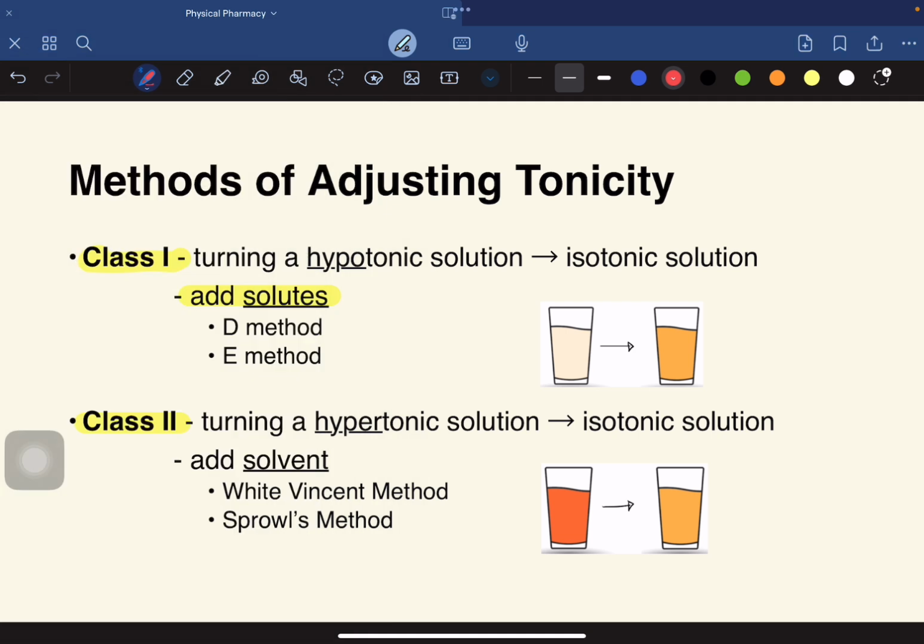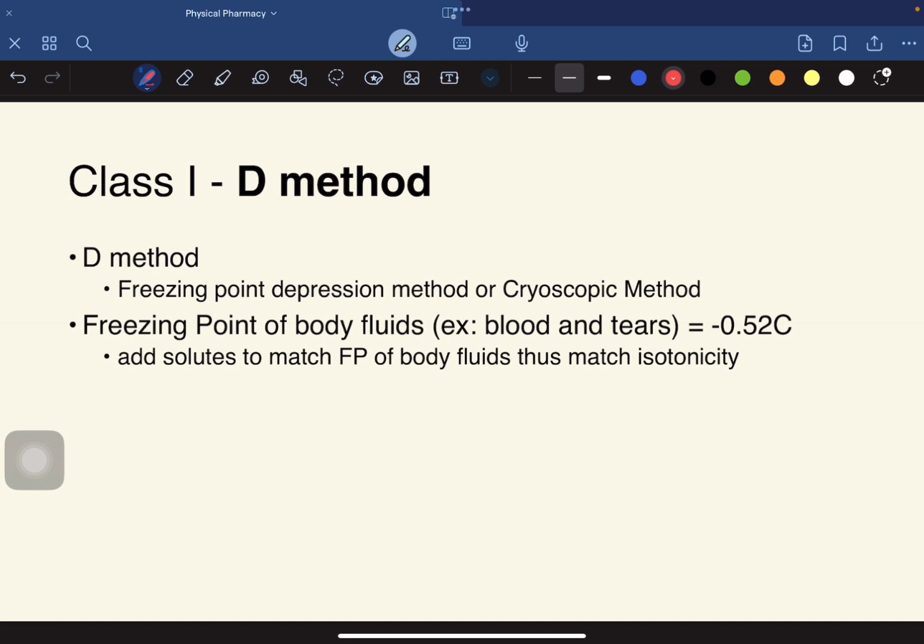Class 2 naman, this will refer to turning a hypertonic solution into an isotonic solution. So to do that, we will have to add solvent. So again, the analogy, a saturated solution of your juice, we will add water para maging isotonic. So your class 1 and class 2 has two different methods. So we'll discuss each of them one by one and tackle different problems for each. So let's start with class 1, your D method.